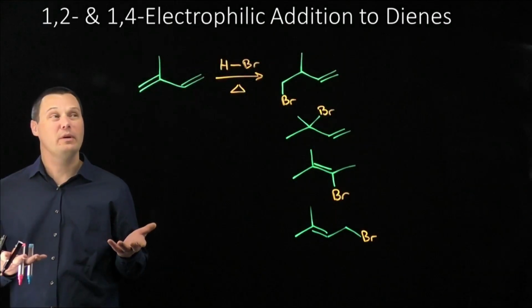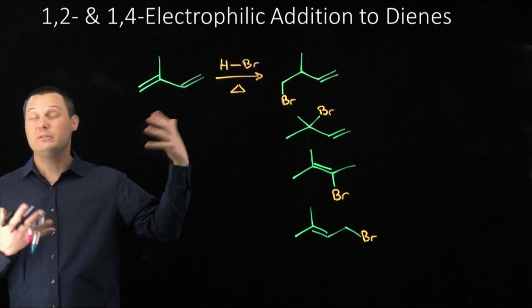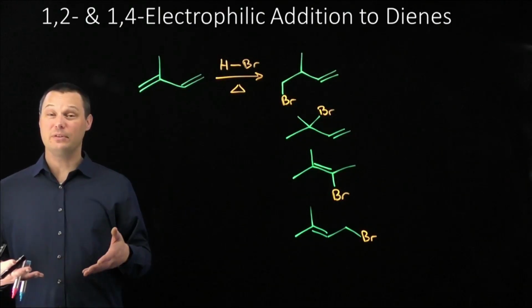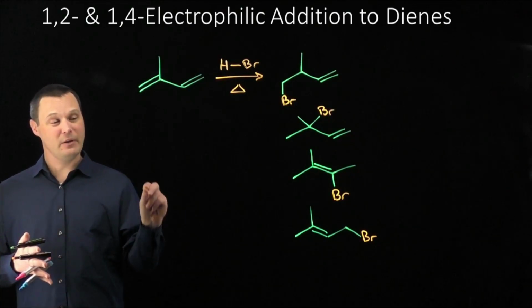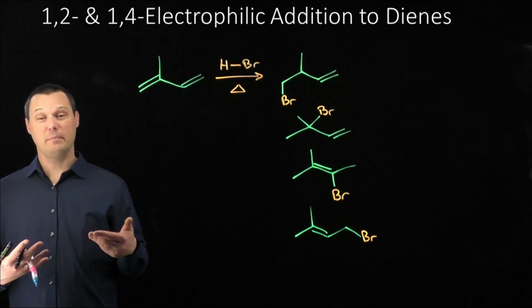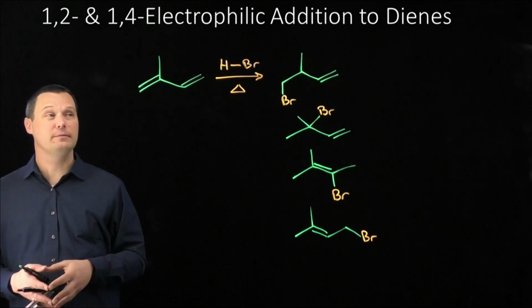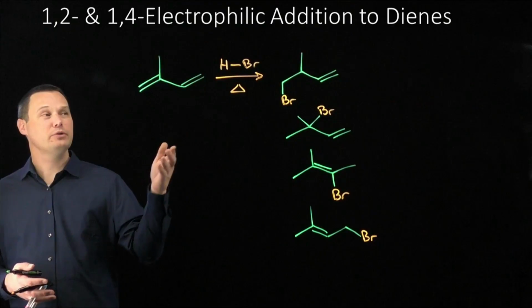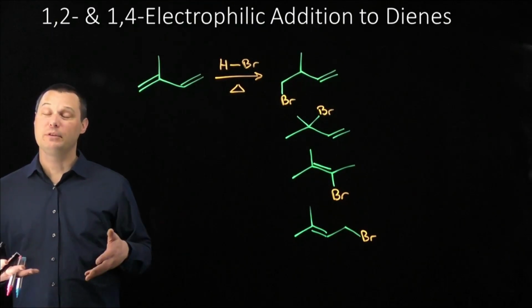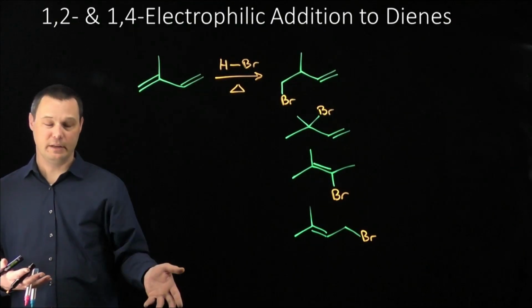If 1,2 and 1,4 addition to a conjugated diene feels like a guessing game, you're not alone. The good news, this topic is finite and very pattern-based. In this video, we'll look at the mechanism to show how the different products can form, connect warm and cold temperature to kinetic and thermodynamic control, and predict the major product without memorizing a giant list.